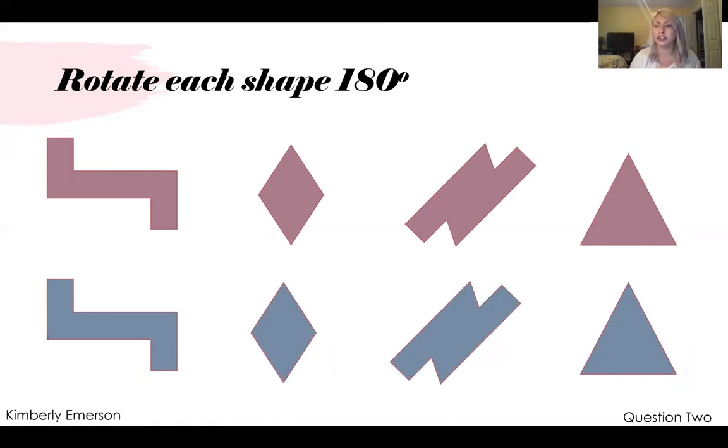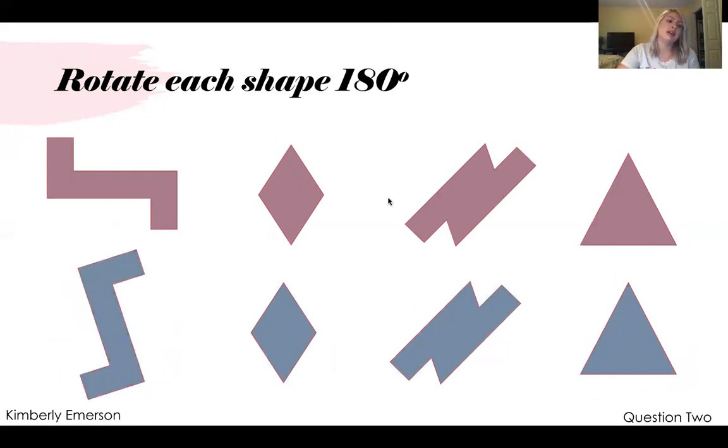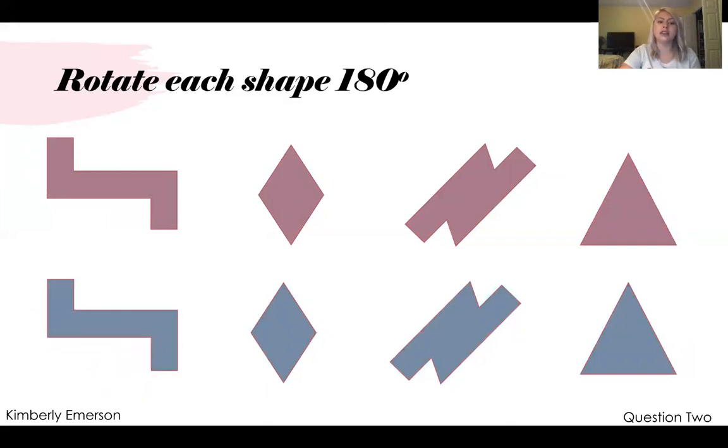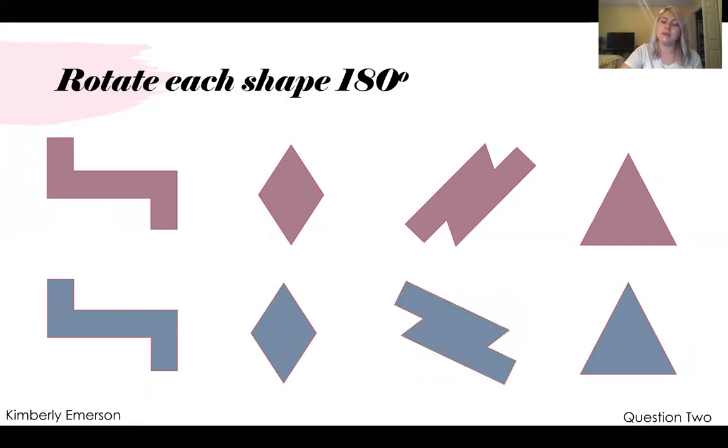And so I actually wanted to go ahead and show all of these shapes with a 180-degree turn. I watched this from a peer of mine, and I just thought it was interesting to do that. So we're going to go ahead and do that. So that image turned 180 degrees looks exactly the same. This image turned 180 degrees looks exactly the same.